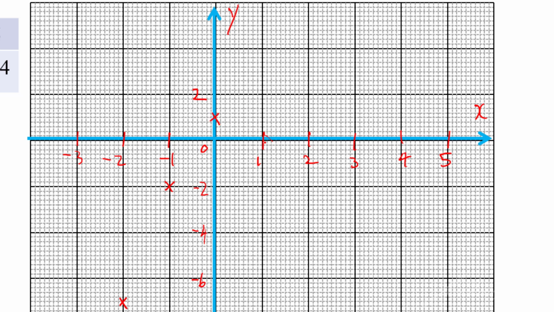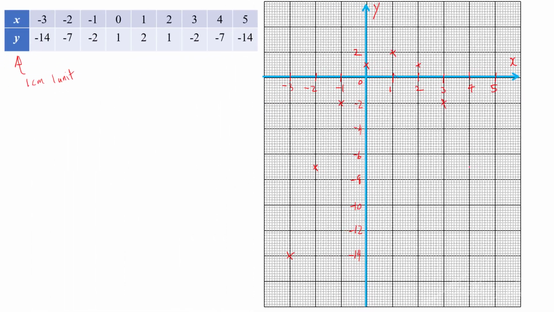And when x is equal to 1, y is equal to 2. When x is equal to 2, y is equal to 1, which is down here. Then when x is equal to 3, y is -2, so it's down here. Then the next thing is down here.